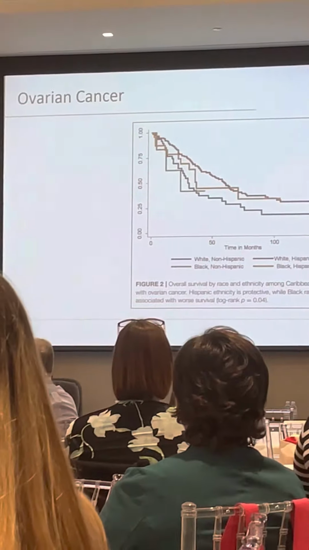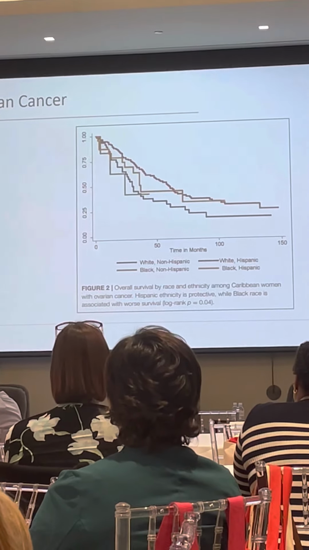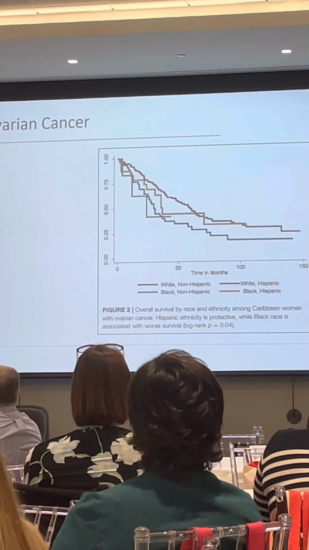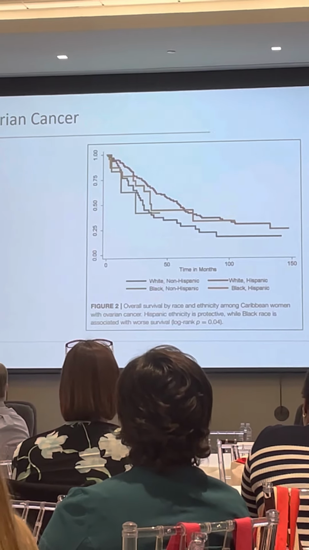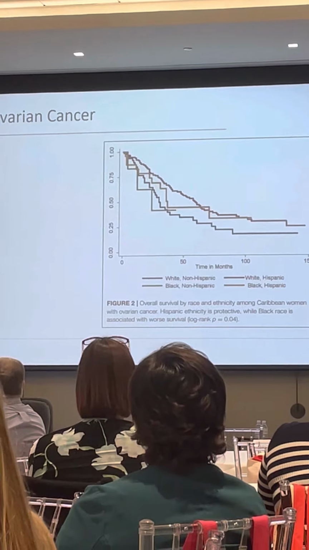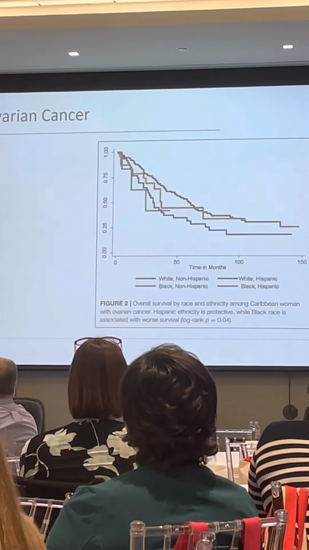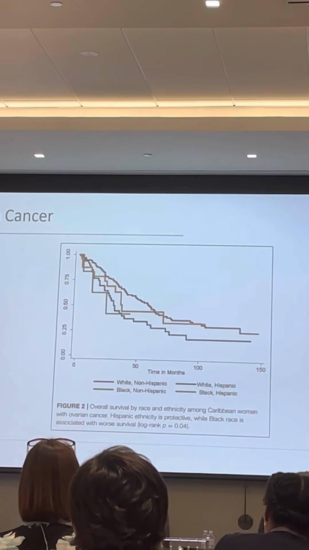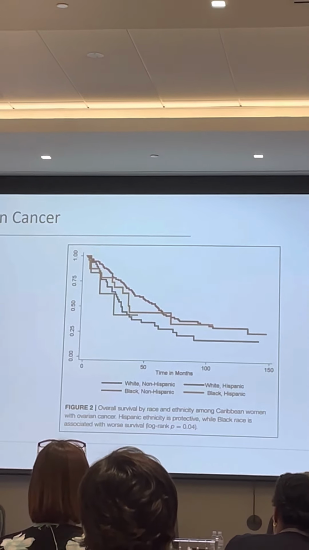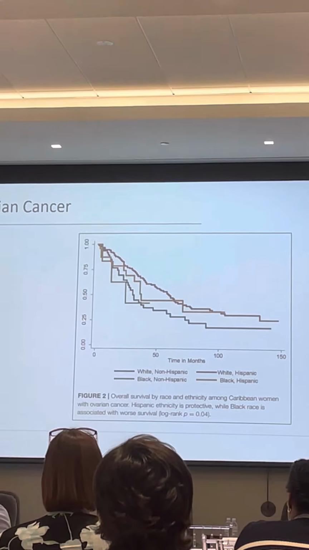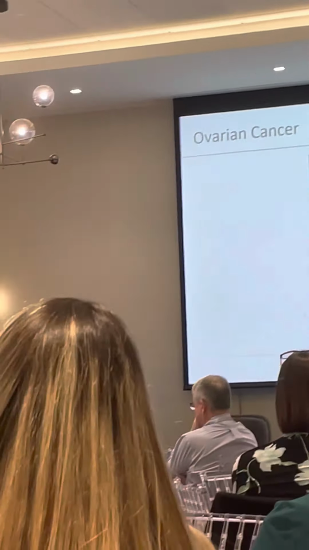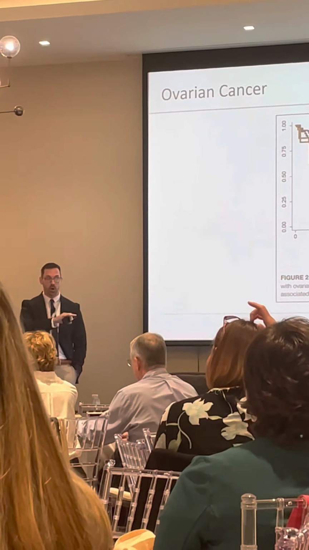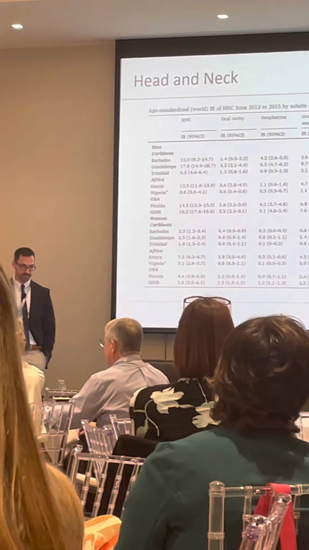These are some data from within Sylvester that we looked at for ovarian cancer. Again, looking at white, Black non-Hispanic, or white and Black Hispanic, all born in the Caribbean. What we can see here is that there is an attenuation of the risk of death when somebody has a background of Hispanic ethnicity or identifies as having Hispanic ethnicity. This goes back to a little bit of what Dr. Pinheiro was talking about in the last talk about the Hispanic paradox, and really understanding what are the things that are going into this.